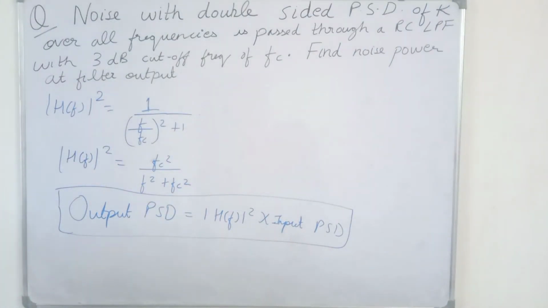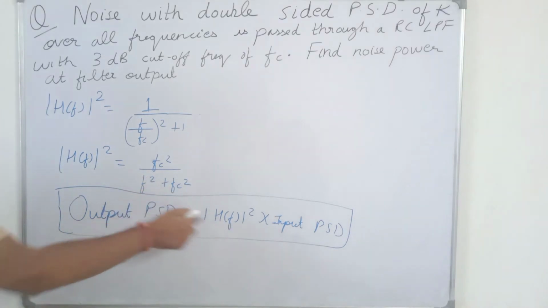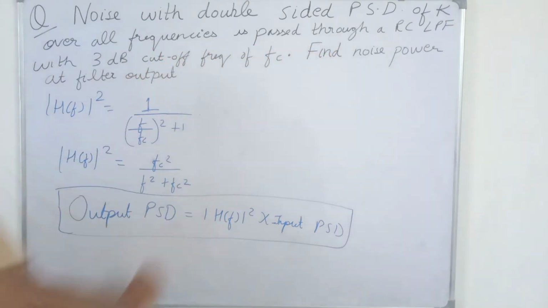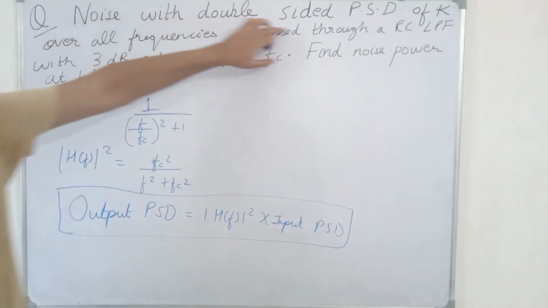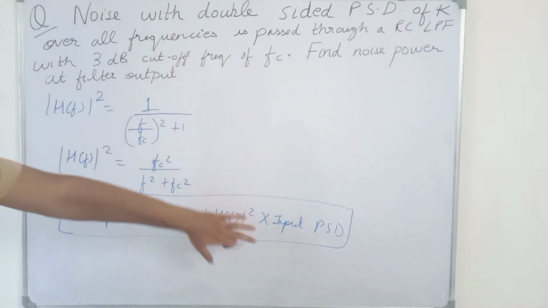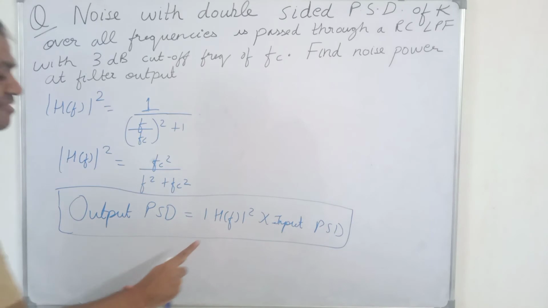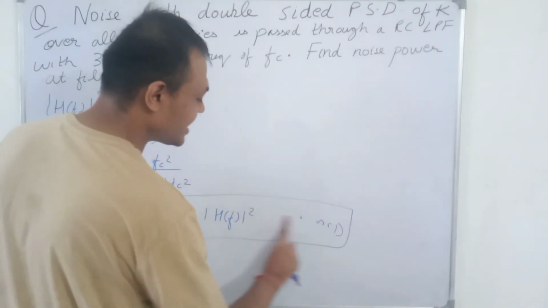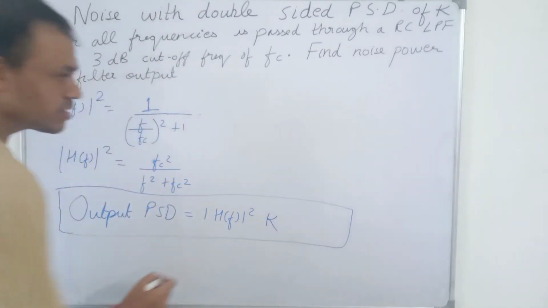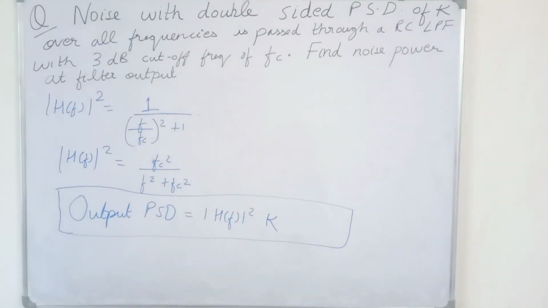So if you find output power spectral density, then |H(f)|² is this, and input power spectral density is a constant. It is given that the double-sided power spectral density is k over all frequencies. So input power spectral density is k for all frequencies. So output power spectral density will be equal to |H(f)|² times k. So output PSD we can find.